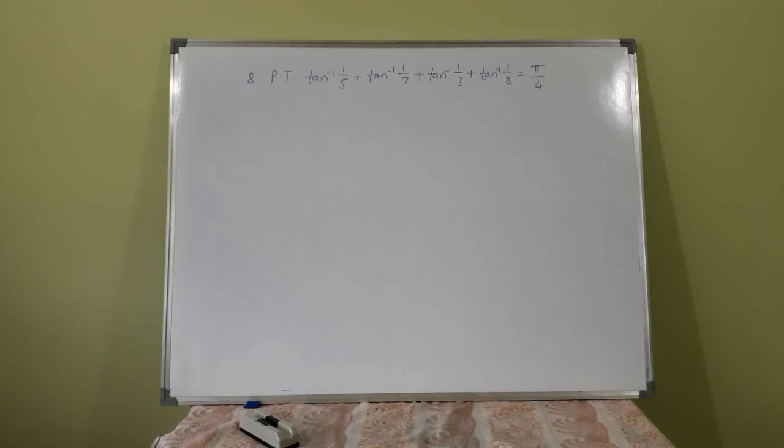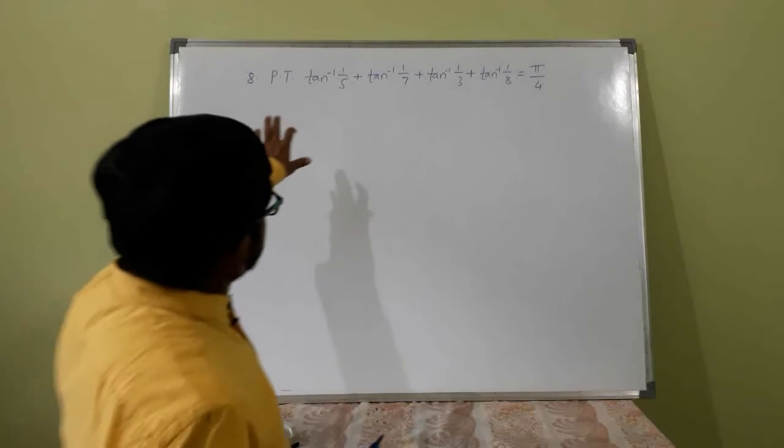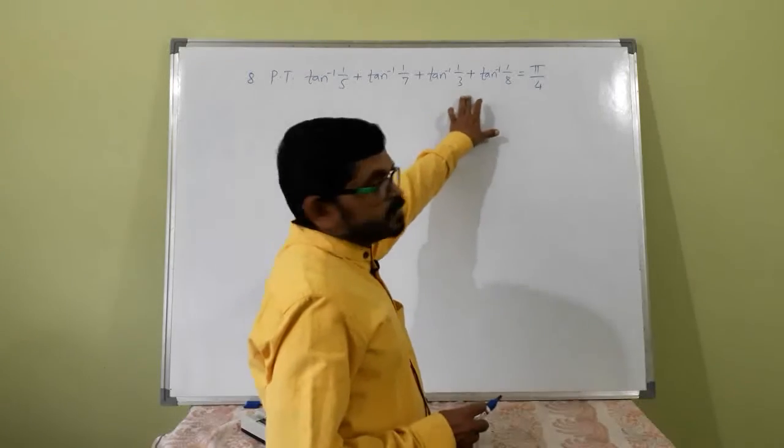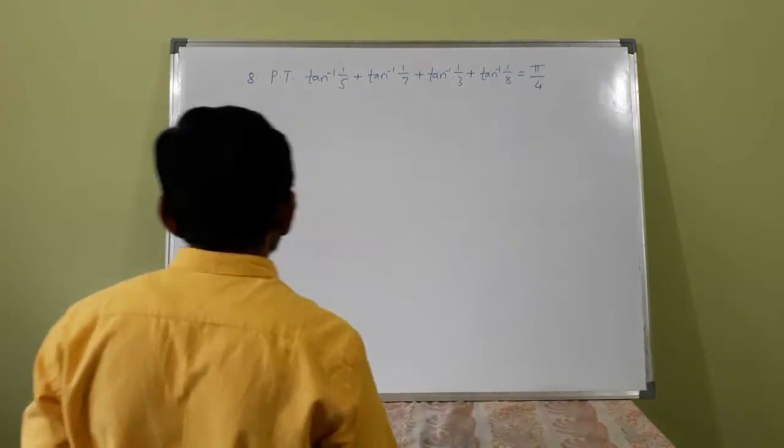Tan inverse of 1 by 5 plus tan inverse of 1 by 7 plus tan inverse of 1 by 3 plus tan inverse of 1 by 8 is equal to 5 by 4. That is what you have to prove. It is a similar type, but there are four terms here. You club them and make groups of two.